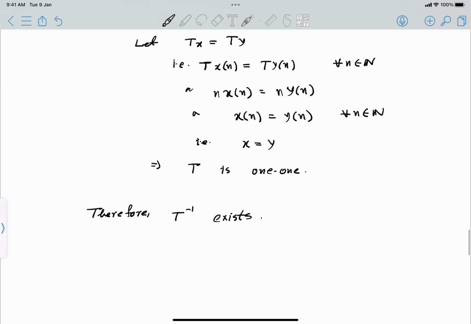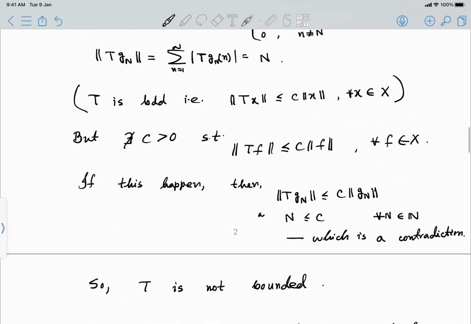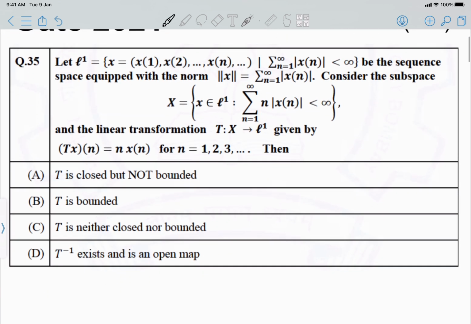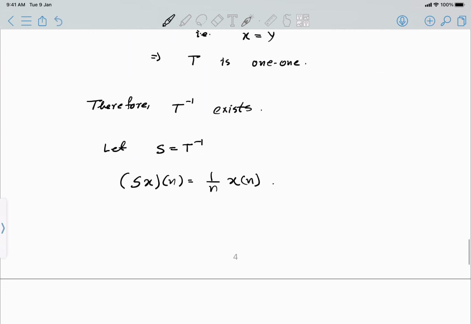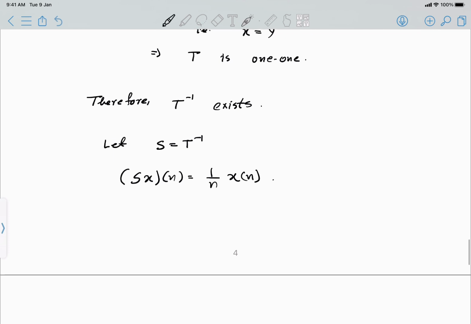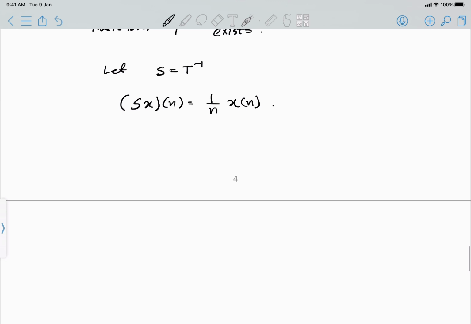And t inverse, let S equals T inverse, and it will be given by Sx at n equals 1 by n xn. Okay, so T inverse is given. Now what do we have to check next? T inverse exists and is an open map. So you have to check whether T inverse, or S, is open or not. So first, let's check that S is bounded.